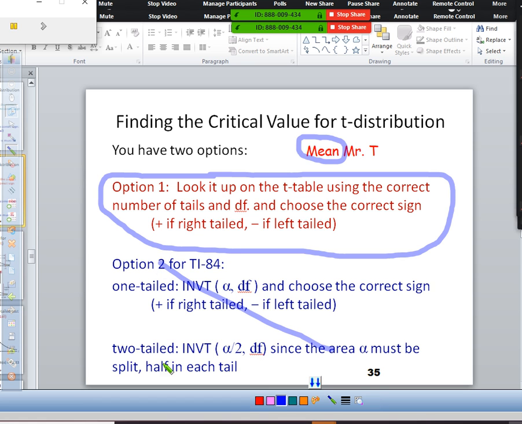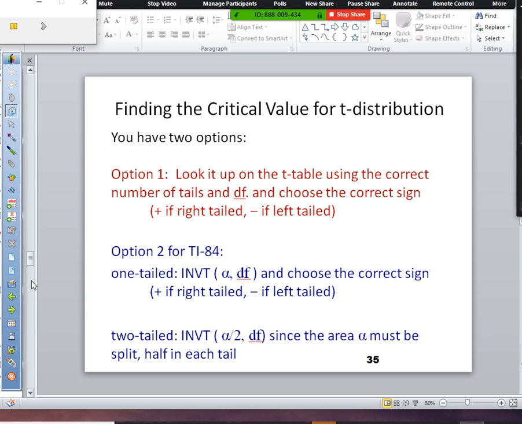And again, I would recommend you not use these ones because people get confused about when to divide by 2 and when not to, and they do it at inappropriate times all the time. So just keep it simple. Critical value, look it up on the table. We'll go over those later.